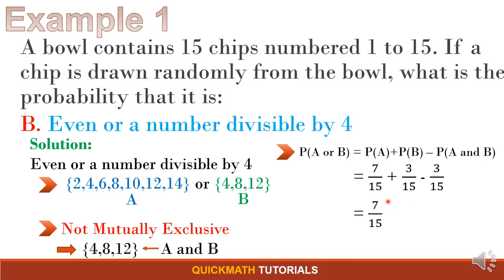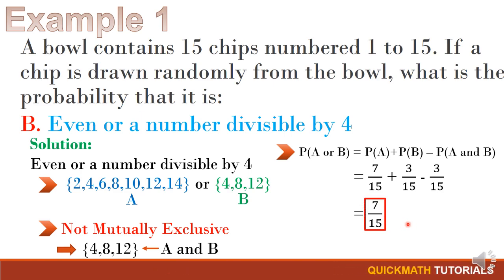So to sum it up, we have 7 plus 3, which is equal to 10, minus 3, which is equal to 7 over 15. Therefore, the probability in getting an even number or a number divisible by 4 is 7 over 15.